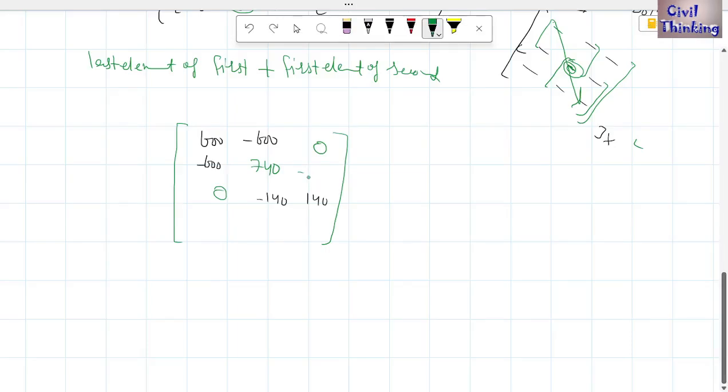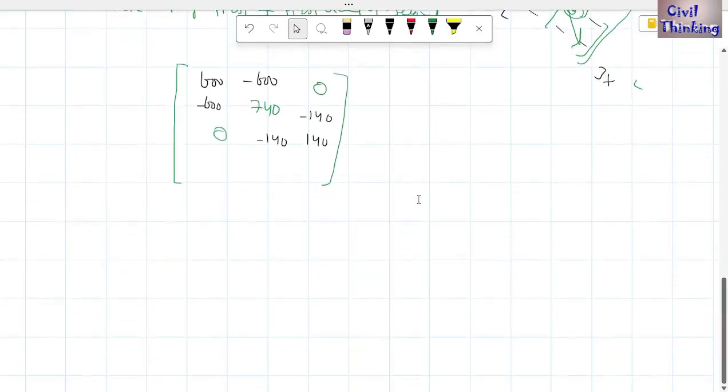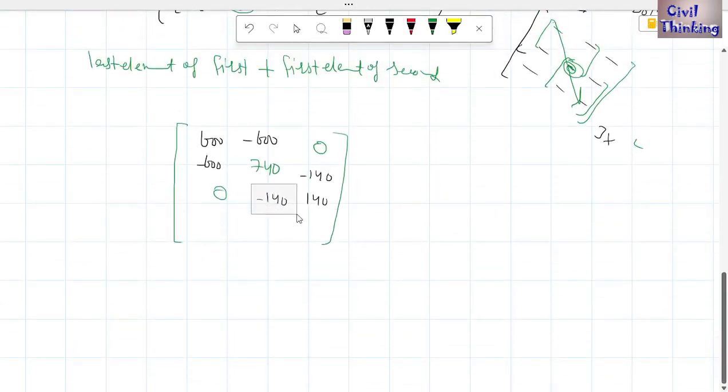It is going to be like this. This is our stiffness matrix. Simple. I hope you understand this. If you have any doubts, you can comment.